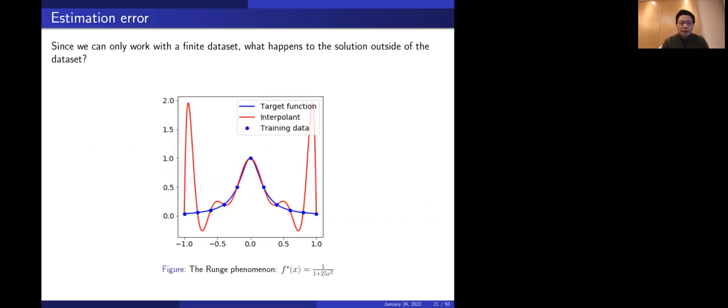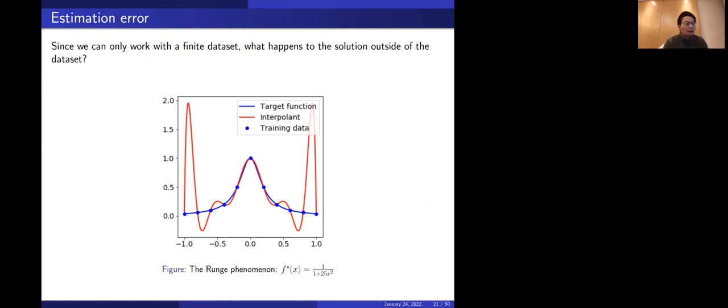For the estimation error, there's also a classical example. This is polynomial interpolation on a finite number of equally spaced grid points. You can see that we're interpolating a very nice function. On the interpolation points there's no error, but away from the interpolation points, away from the training data, you can see there's huge error. So this is the classical Runge phenomenon. And we don't want that to happen.